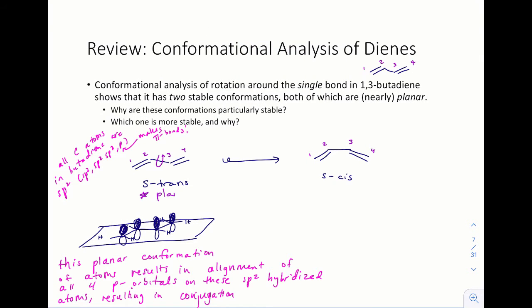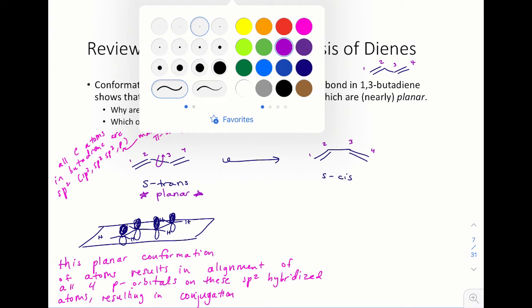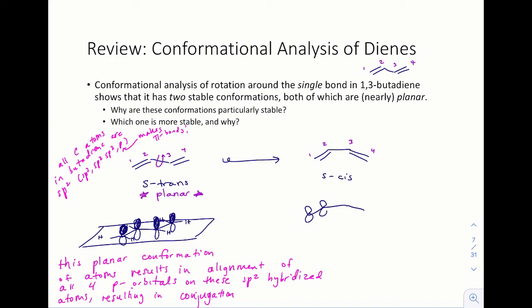Whereas the s-trans conformation is perfectly planar, the s-cis conformation is not. Ideally, it would be, because that would allow for all four of these p orbitals to perfectly align, just as they did in the case of the s-trans conformation. However, keep in mind that all of those implied hydrogens are in the same plane as the carbon atoms, since each of these carbon atoms is sp2 hybridized, having trigonal planar geometry. The two hydrogen atoms on carbons 1 and 4 are pointed into the center of the molecule, into the middle of the molecule.